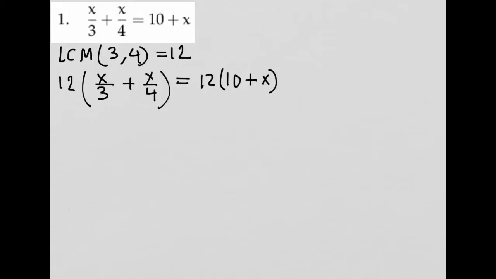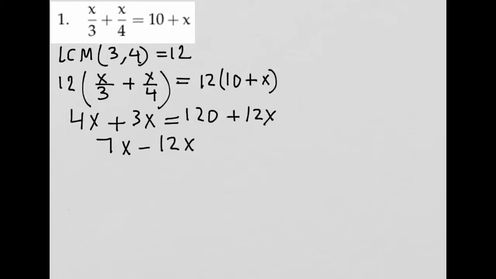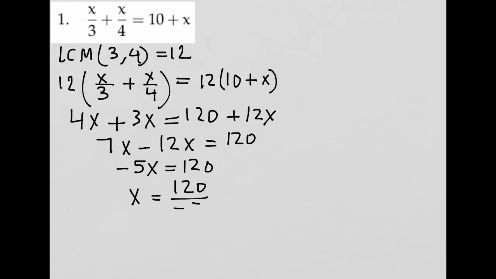plus x. 12 times x over 3 is the same as 12 over 3 times x, which reduces to 4x, plus 12 times x over 4 is the same as 12 over 4 times x, which reduces to 3x, equals 12 times 10 is 120, plus 12x. 7x minus 12x equals 120, minus 5x equals 120. x is 120 over minus 5, which equals negative 24.